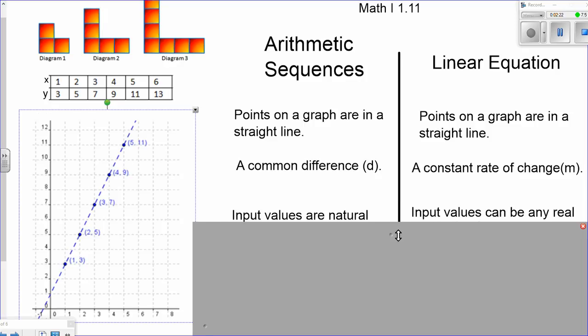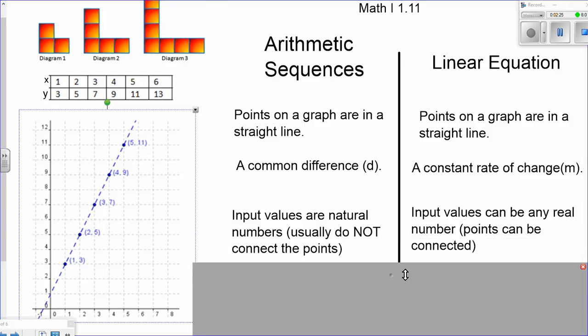All right, the next thing that we're going to talk about is the input values. Here's where things really start to digress in terms of how they have some substantial differences. First, with arithmetic sequences, the input values are always just natural numbers. We usually do not connect the points on a graph with these, because if we look at this diagram, it goes from diagram 1 to diagram 2, but there is no, for example, diagram 1.5.